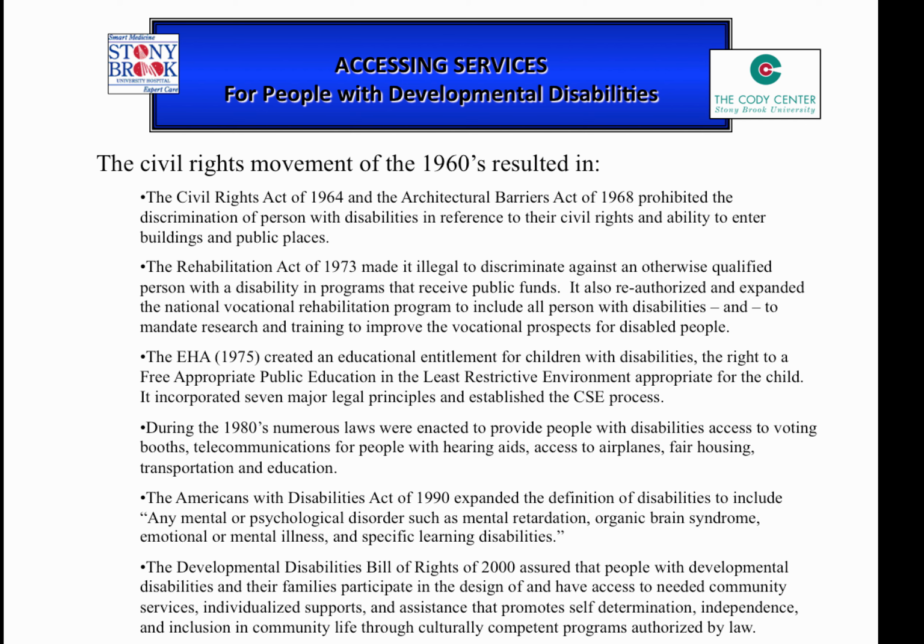During the 1980s, numerous laws were enacted to provide people with disabilities access to voting booths, telecommunications for people with hearing aids, access to airplanes, fair housing, transportation, and education.